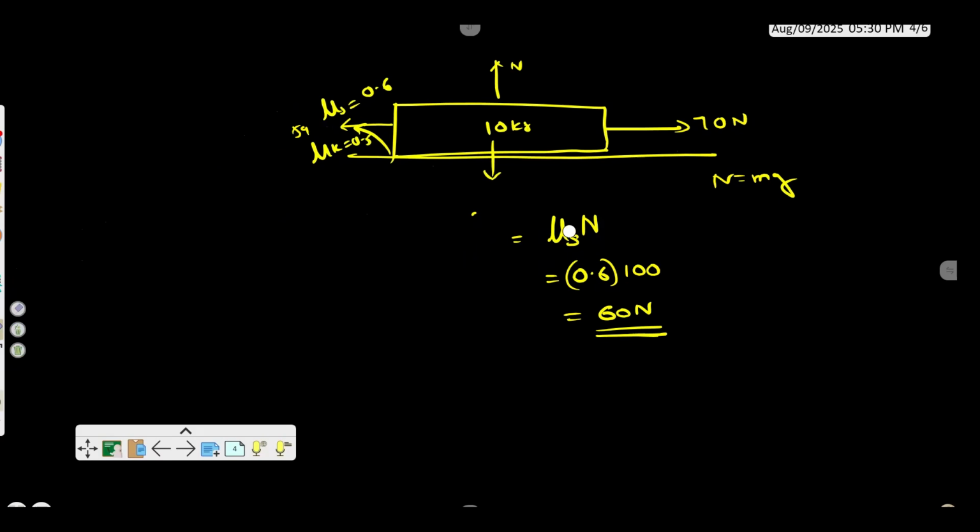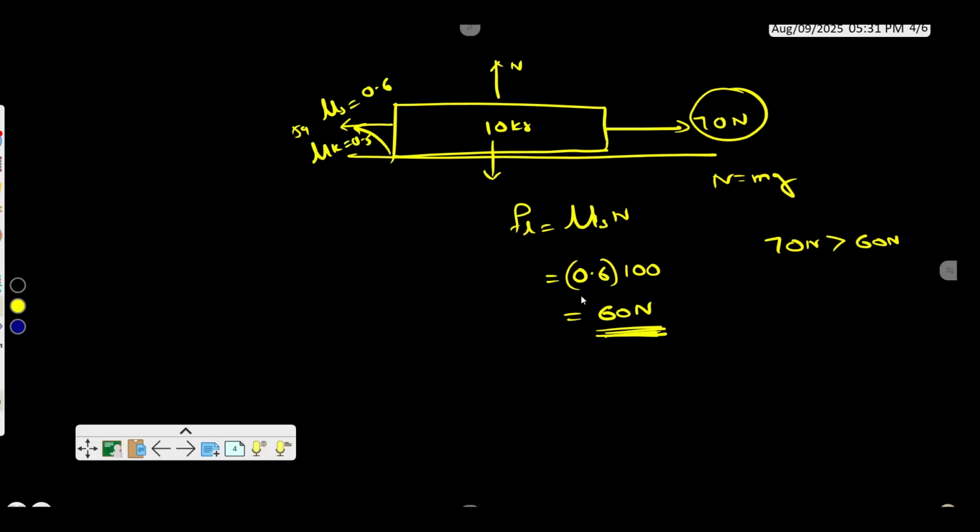Now what will happen? Again, we have to find the limiting friction first. Why should we find the limiting friction? We should understand whether the body is moving or not. Yes, the body is moving because the applied force is 70 Newtons. 70 Newton is greater than 60 Newton. So the friction has been broken and the body is in motion now.